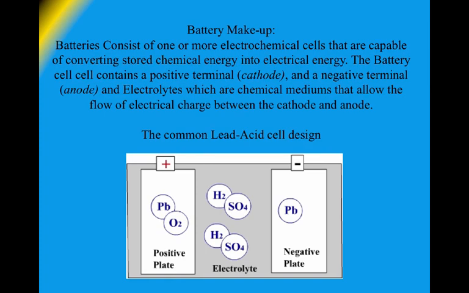Here is a small representation of a common lead-acid battery cell. Many lead-acid batteries are made of lead oxide as the positive plate and lead as the negative plate, with a hydrogen sulfate electrolyte.